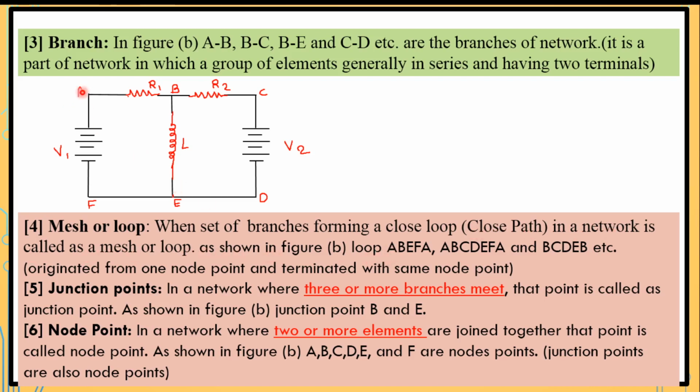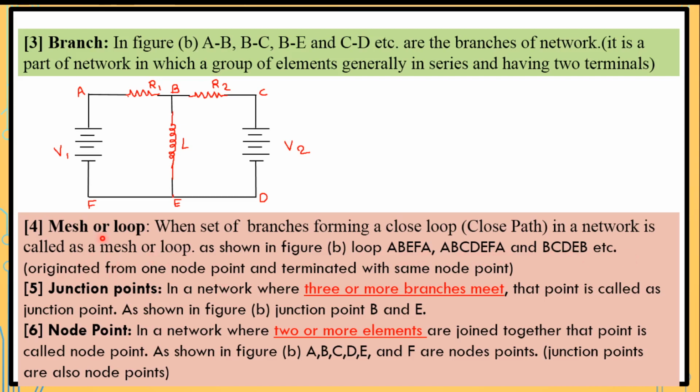Here A, B, E, F and A is one loop, where we start from one point and again come back to that point. The second loop is A, B, C, D, E, F, A. And the third loop is B, C, D, E. So in figure B we have seen three loops: A, B, E, F, A; A, B, C, D, E, F, A; and B, C, D, E, B.